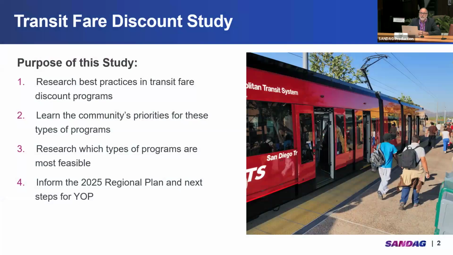The transit fare discount study came out of the last regional plan. It was an implementation action item for us to really dive into the weeds of what kind of fare discounts we should include in the next regional plan. So it was really meant to inform the 2025 regional plan. The purposes of our study were also to research best practices, learn the community's preferences for various types of programs, and then dive into some types of programs that could be feasible and get some of the outcomes from that.